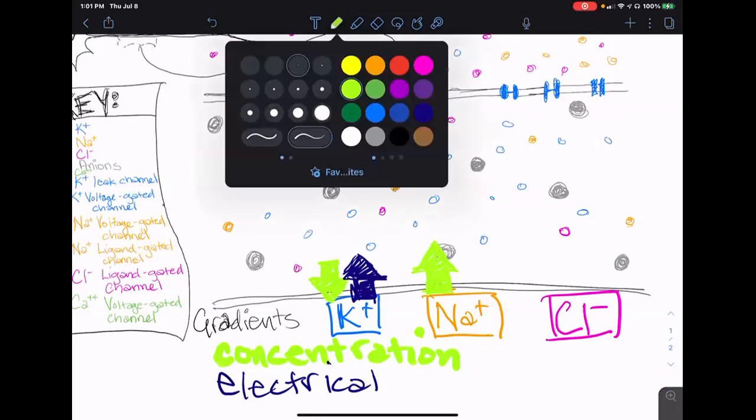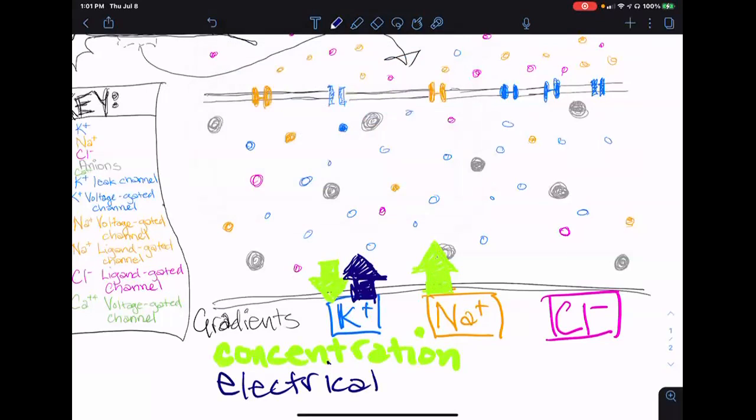And there's also this electrical gradient, right? It's more negative inside the cell, and sodium is a positively charged ion. So that's also pushing sodium into the cell. Sodium really wants to get in there. So we can see there's a whole lot of forces pushing sodium into the cell.